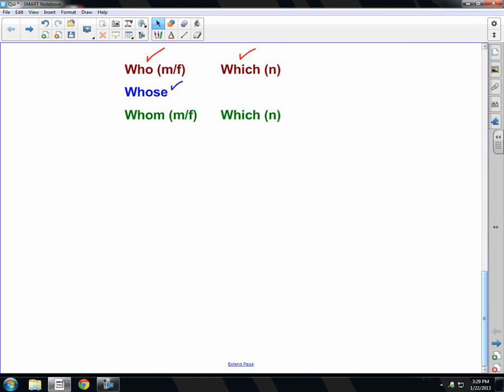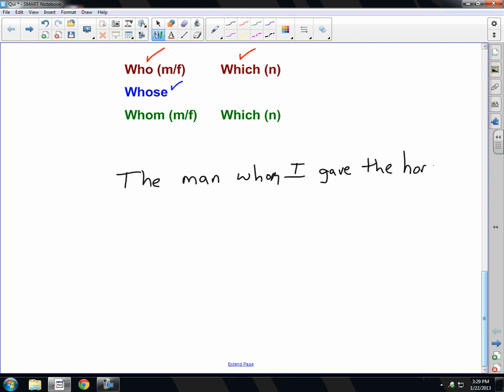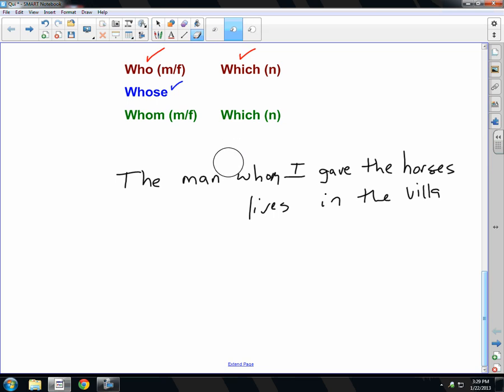Let's look at this slowly. We're going to use man again. And we're going to say the man, and here's the English, whom I gave the horses, lives in the villa. This should sound a little awkward to us because in English we would say to whom. We would say the man to whom I gave the horses. So you have to be careful when we go into English using that whom.